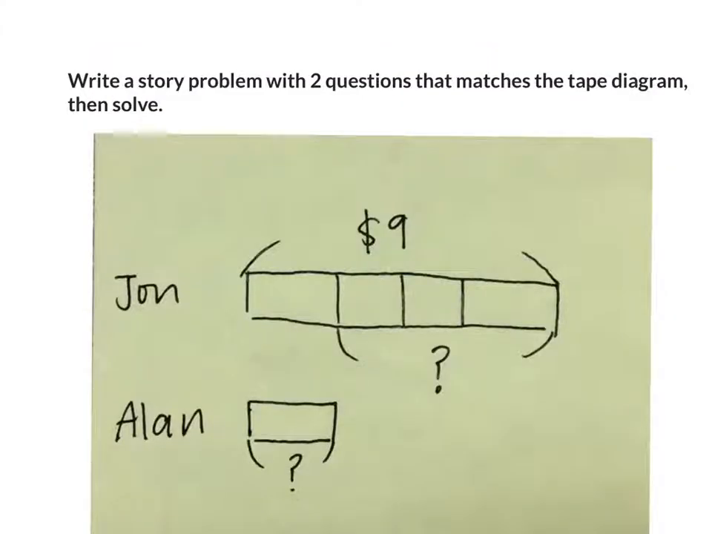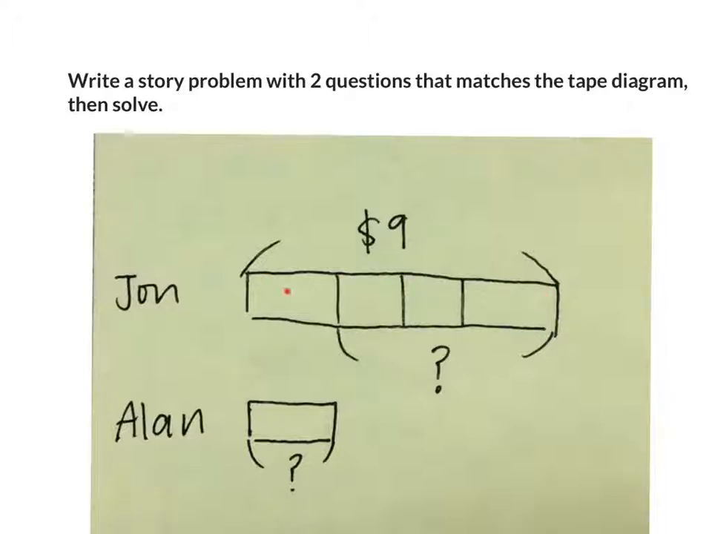Let's take a look at what's going on in this tape diagram. How many people are involved in this problem? 2, John and Alan. Okay. How much money does John have altogether? $9. Who has more money, John or Alan? John. How can you tell John has more money? Sawyer? Is it a bigger tape diagram? Yeah, his tape diagram is bigger.